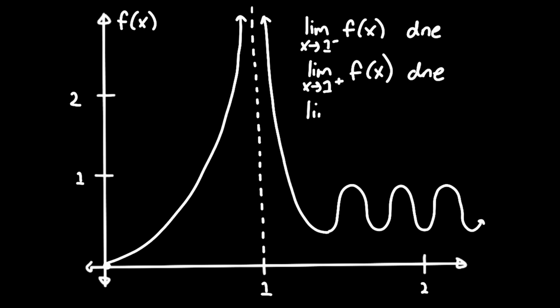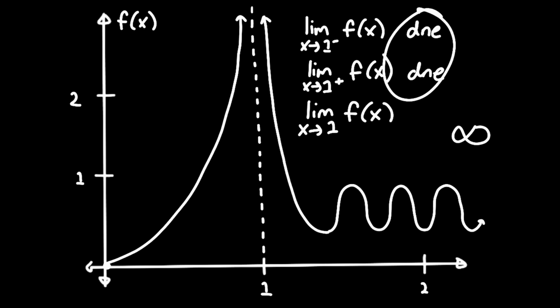It's also interesting that if we took the limit as x approaches 1 of f of x, this would approach infinity. Even though both sides of the limit are non-existent, because they both approach infinity, again, they don't equal infinity, because they both approach the same concept, that means the overall limit approaches infinity.